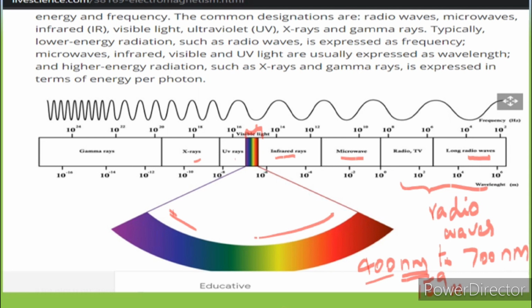Only this part of the electromagnetic wave, which has a wavelength from 400 nanometer to 700 nanometer, is visible to the human eye. That light we call visible light. As you know, VIBGYOR: this visible light contains all these 7 colors, right?